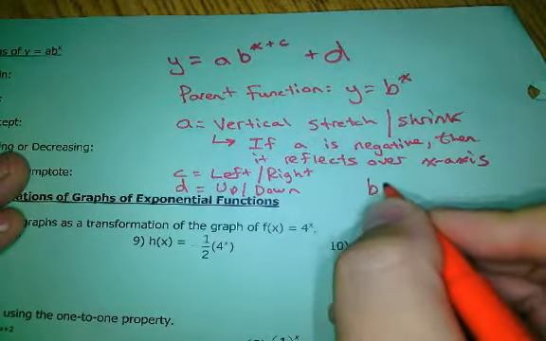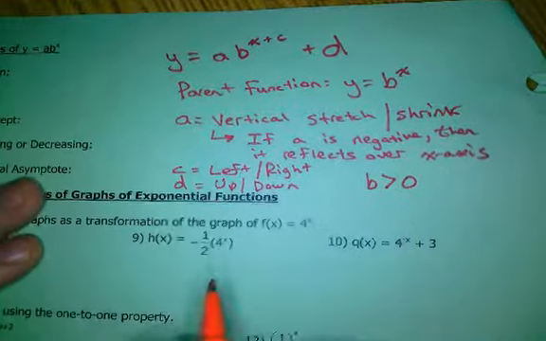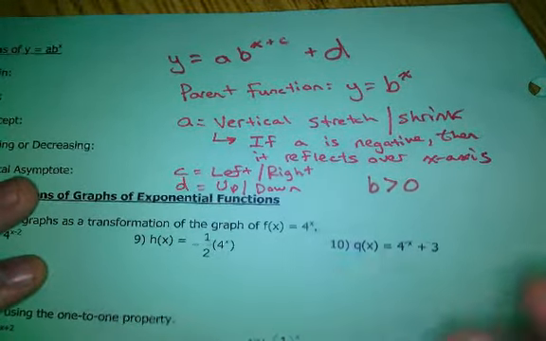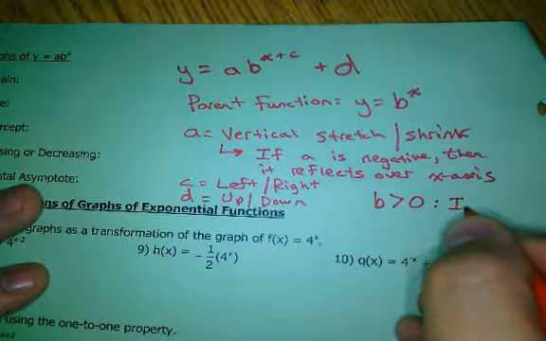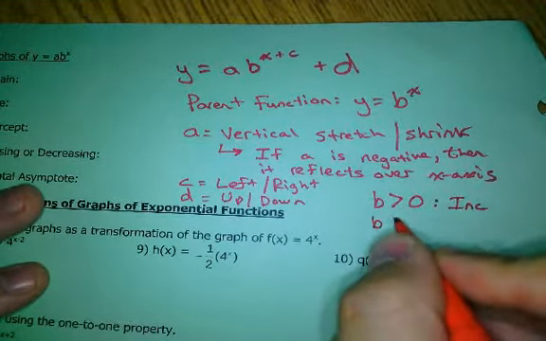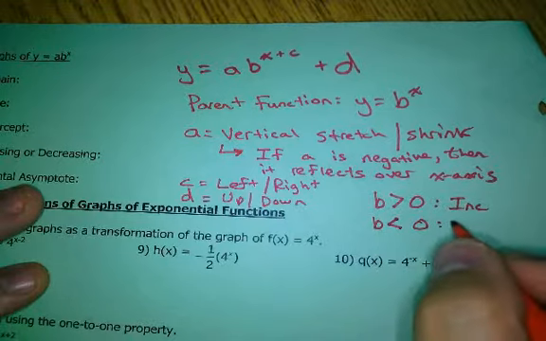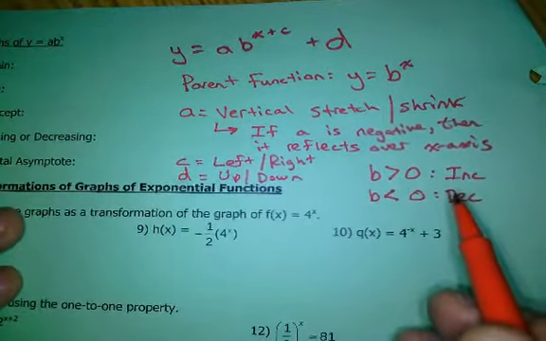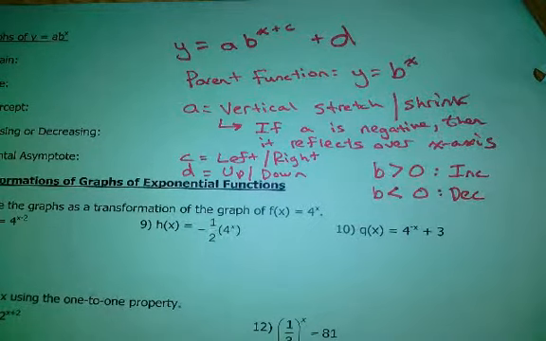Let's talk about B real quick. If B is greater than 1, that means that we're going to have numbers like 2, 3, 4, 5. It's going to be increasing. If B is less than 1, then that is going to be decreasing. Did I tell you anything new?